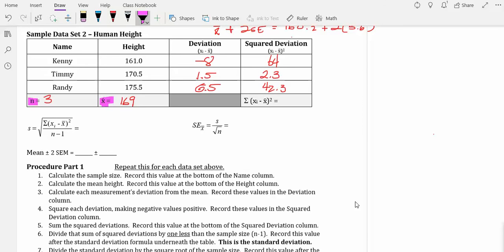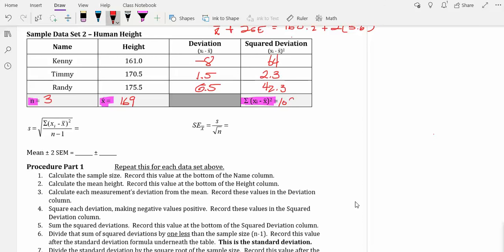Now, let's calculate the sum of all those. So add them all up. Just for this, I'm going to start sticking pictures of Timmy in y'all's notes.